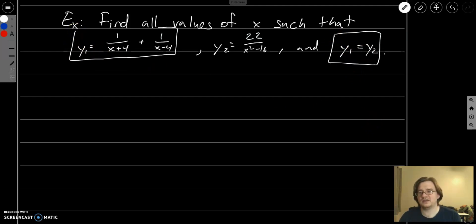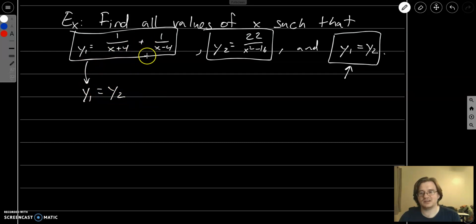y1 is written here in terms of x. y2 is written here in terms of x. So what I'm going to do is I'm going to take this equation, and instead of writing y1 is equal to y2, I'm going to replace y1 with this expression, and I'm going to replace y2 with this expression. y1 is equal to this, so they are the same. y2 is equal to this thing, so I know that these are the same thing, so I can replace it.